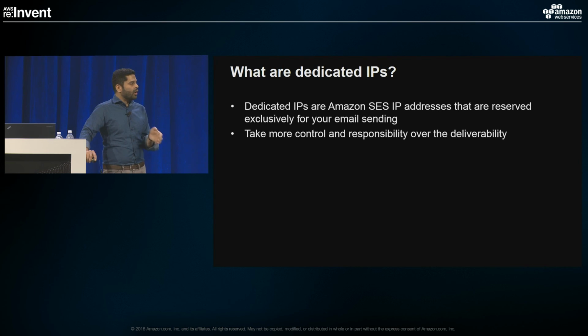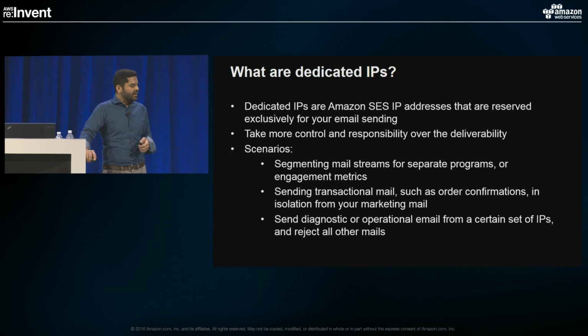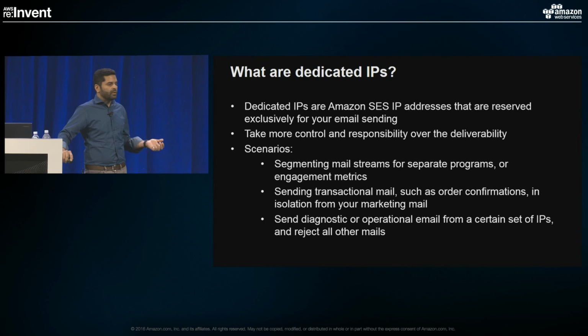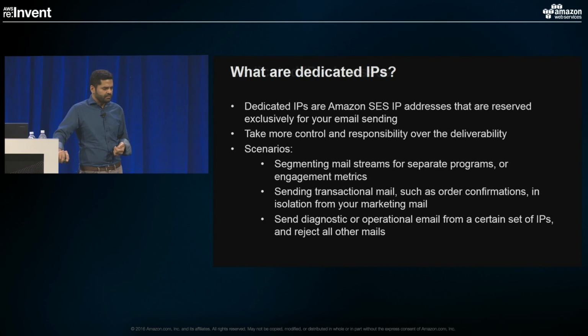You can have high, low, and medium priority pools, and then you can send accordingly. And also, there are multiple scenarios as well. It's not just for reputation management, but also for whitelisting purposes. So if you want to whitelist your emails coming from your IP with your associates, you can do that. Or you can say, this is for operational email, DevOps email, and then every other email should be dropped. You can do that by whitelisting the IP. And because only you will be sending through that IP, you can use it to whitelist.